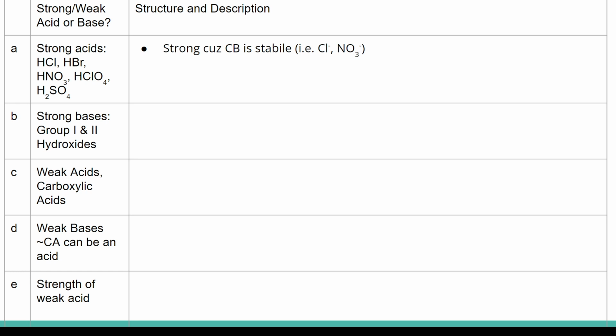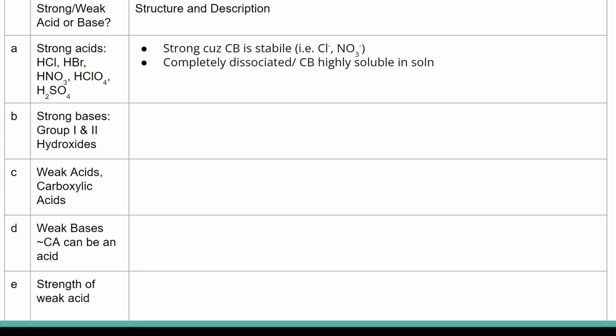And so it's very strong because the conjugate base is stable. We have this stable conjugate base. It does not want to go back to being an acid because strong acids dissociate completely. So the conjugate base is very stable in solution. So for example, hydrochloric acid, its conjugate base is chloride ion. And that chloride ion is not going to act like a base because strong acid is so strong that it will not reform HCl in solution.